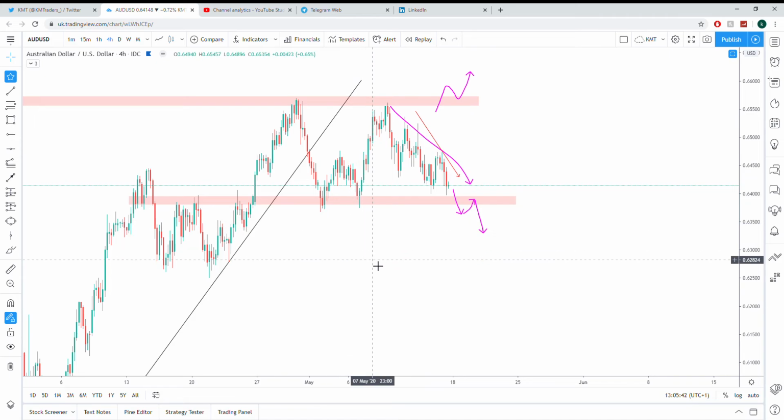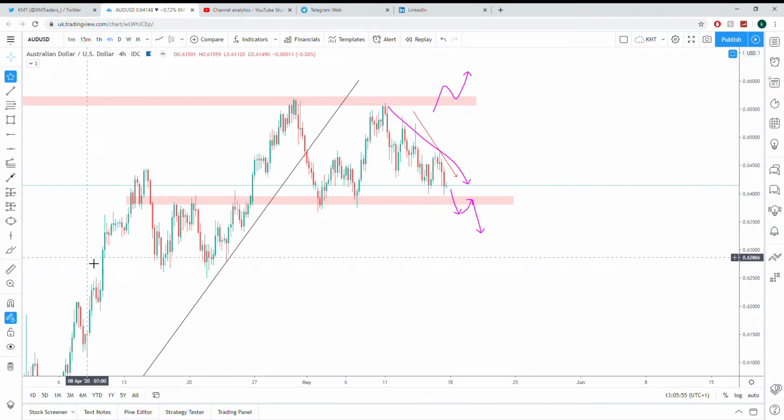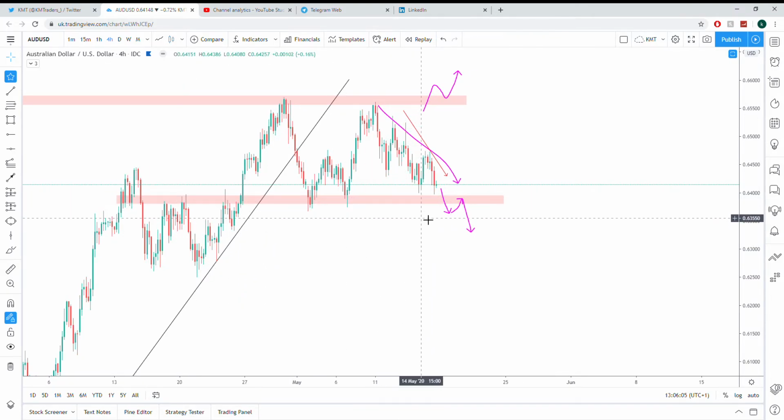So again, Aussie dollar to the US dollar, we're simply waiting for this push to the downside. We're looking at 0.63955 to 0.63808. If you want to put that into your charts, you just want to be paying attention at this zone.